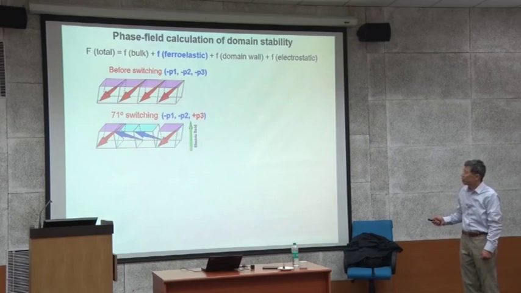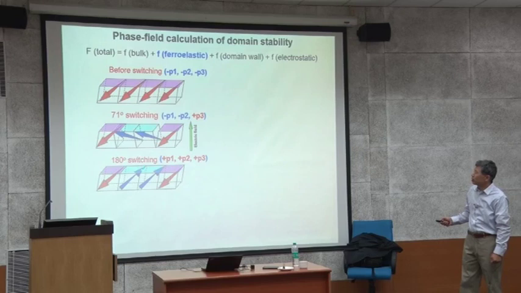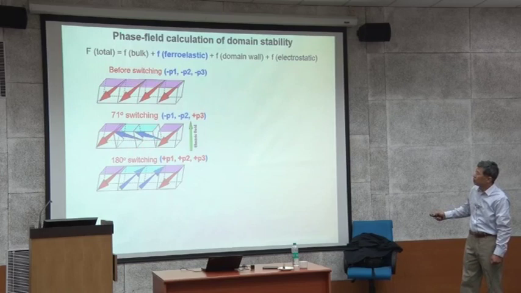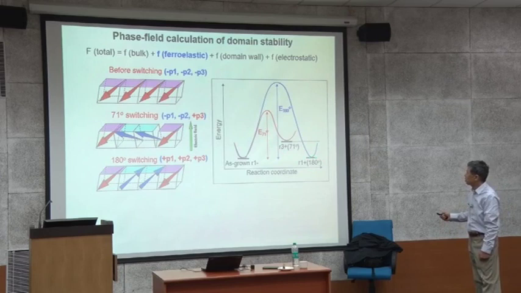So 180 switching is, rather than this configuration, you want to be that way, but this one still satisfies polarization is upward, but you're elastically not as bad as this. So that's why before switching everything is downward, and then during the 71 switching, the polarization goes down to up, but this is not very stable. Then you go this direction is easier. So the pathway here, 180 switching is the lowest energy. It's like the same as this. This one and that one are almost the same energy state.